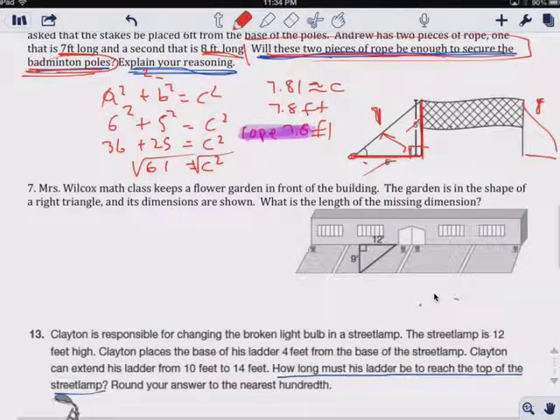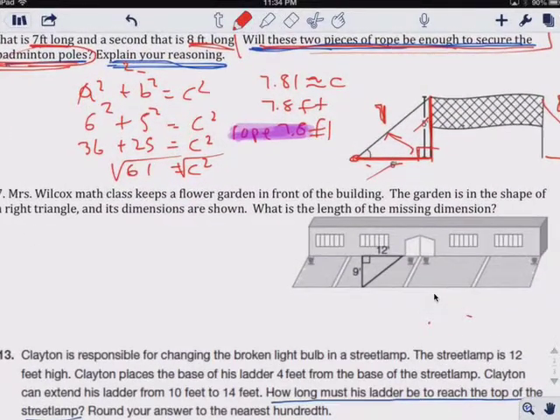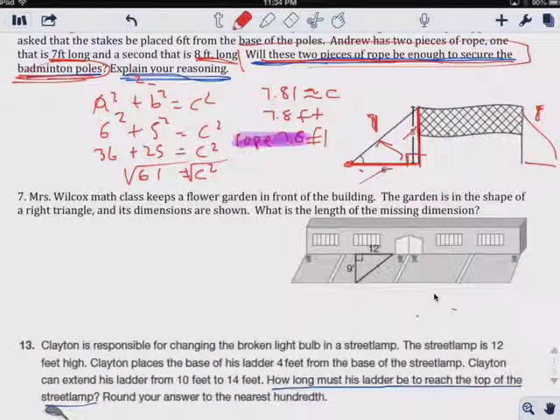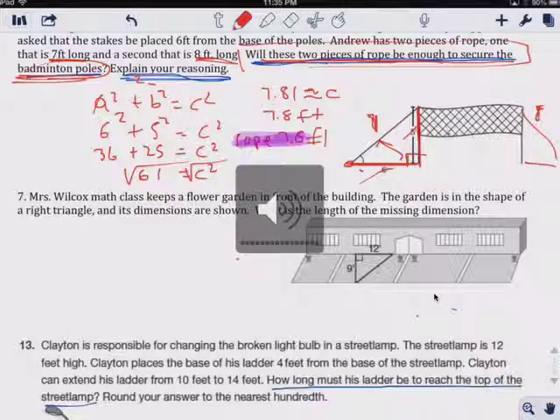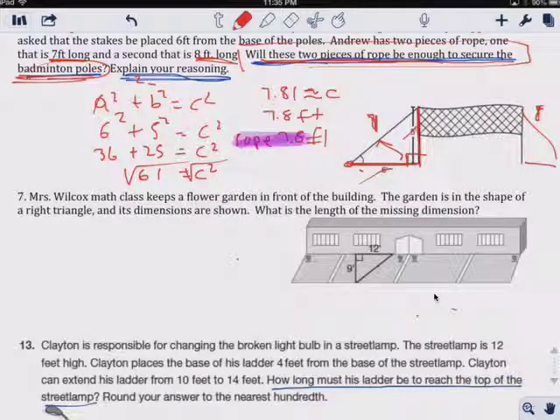Okay. Mrs. Wilcox's class keeps a flower garden in front of the building. The garden is in the shape of a right triangle, and its dimensions are shown. What is the length of the missing dimension? So this is missing. That has to be C because the right angle is pointing to it. So A squared plus B squared equals C squared. 9 squared plus 12 squared.